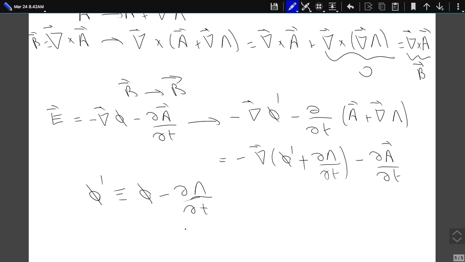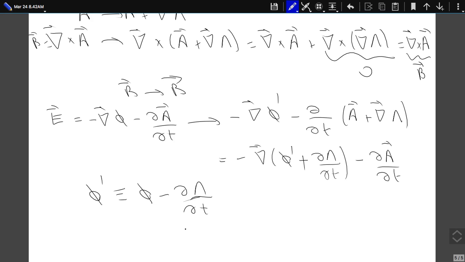Now my question is, is it possible to find a lambda? So I say A is A0 plus the gradient of lambda, phi is equal to phi 0 minus the derivative of lambda with respect to t, such that the divergence of A plus mu times epsilon del phi by del t is 0. Is it possible to find such a lambda?